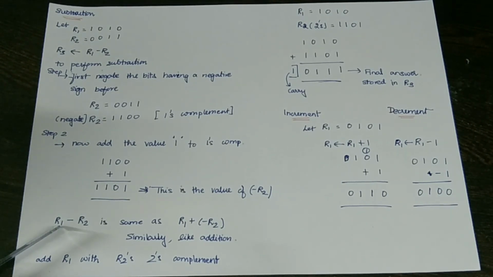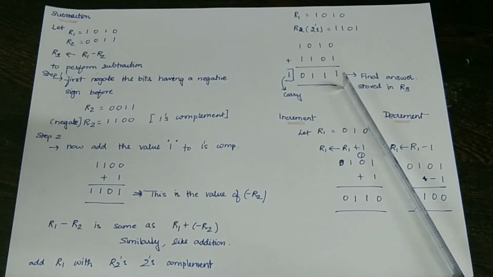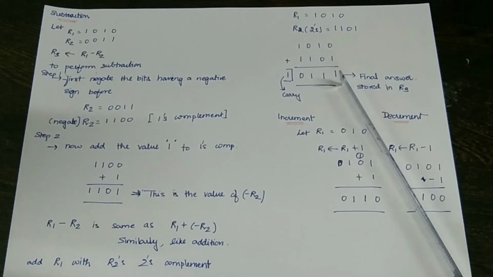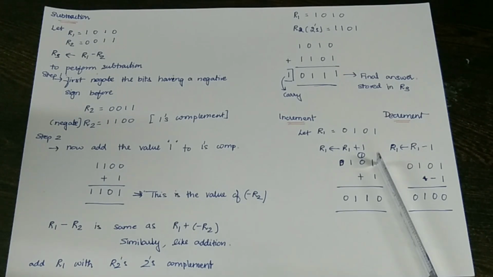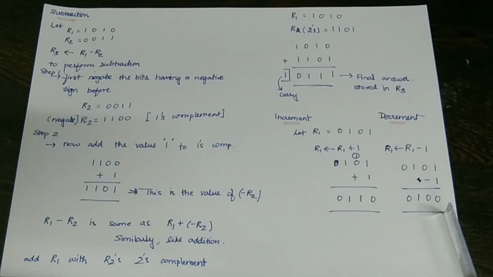This equation R1 minus R2 can also be written as R1 plus negation of R2. We know that negation of R2 is nothing but 2's complement. In order to obtain the final result of R1 minus R2, now we add the values of R1 and 2's complement of R2. Now let us understand increment and decrement operation. Increment is adding the bit 1, whereas decrement is subtracting the bit 1.